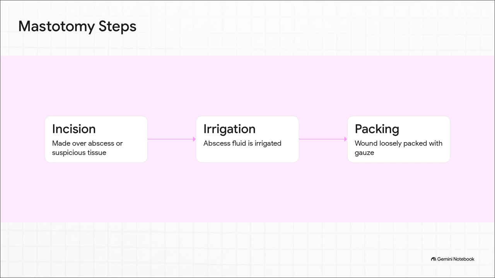Now, here's a quick coding caveat for you. What if the surgeon goes deep, explores the tissue, but doesn't actually find an abscess? Well, in that case, they will go ahead and close the wound with sutures, but guess what? That deep exploration itself still qualifies for the 19020 code.